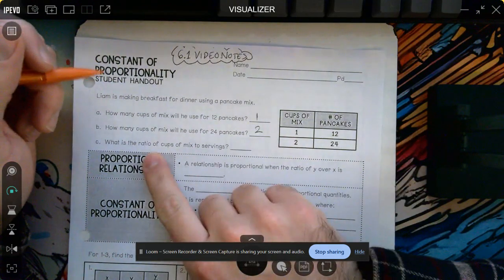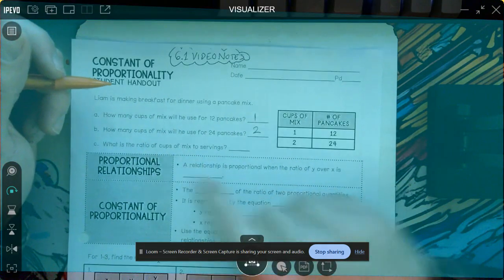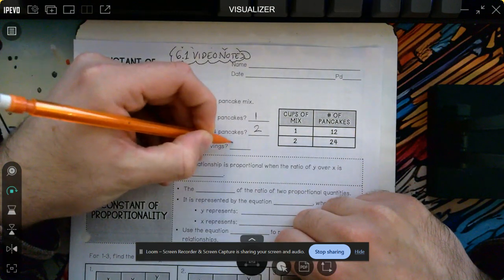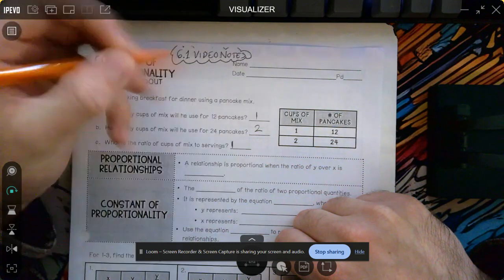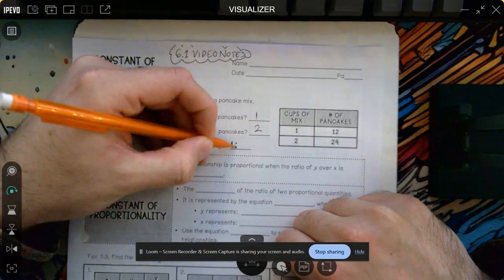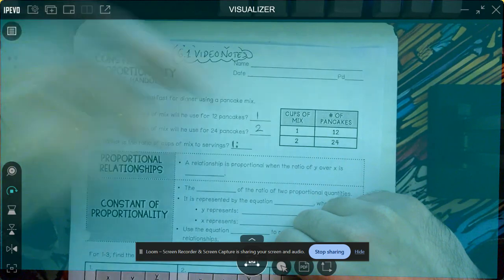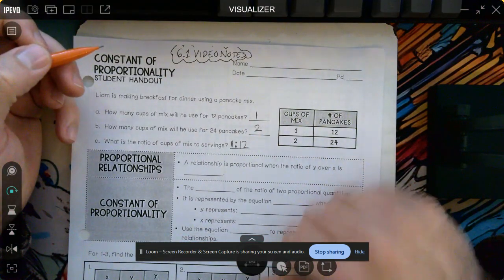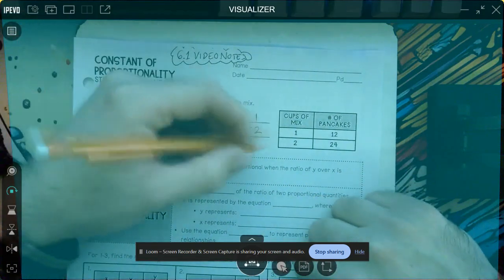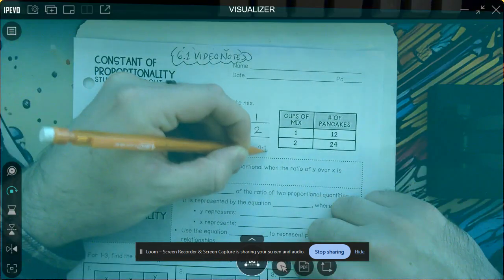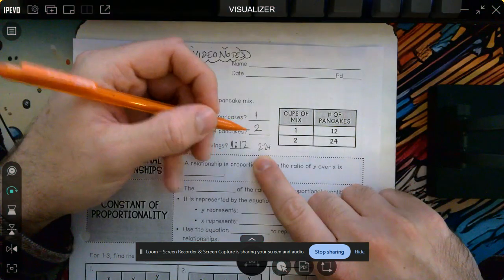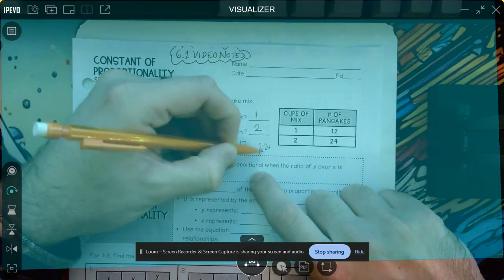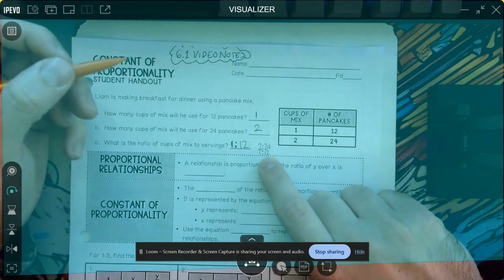So what is the ratio of cups of mix to servings? We can do cups of mix first. So 1 cup of mix to every 12 pancakes. So that's our ratio. And we could also look at 2 to 24 and think about a fraction. We could divide both of those by 2, and that would result in a 1 to 12 ratio as well.